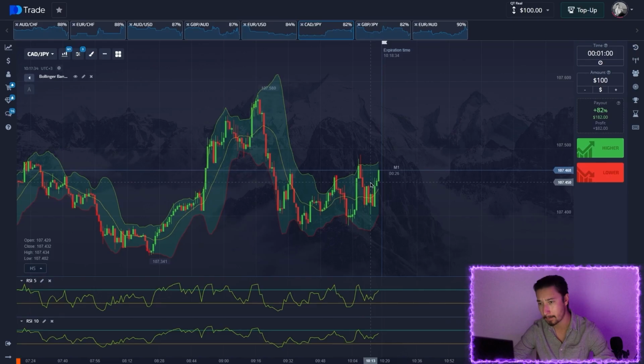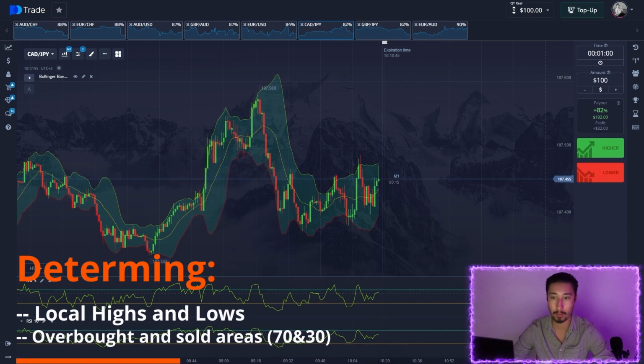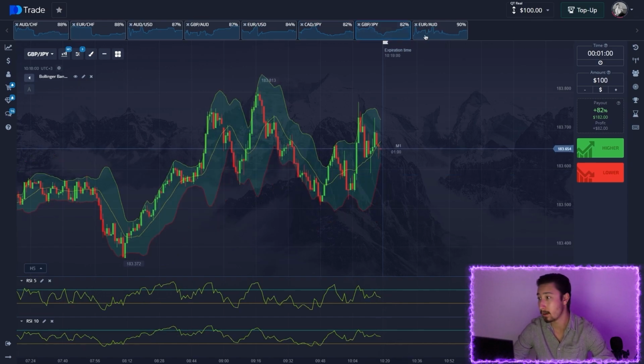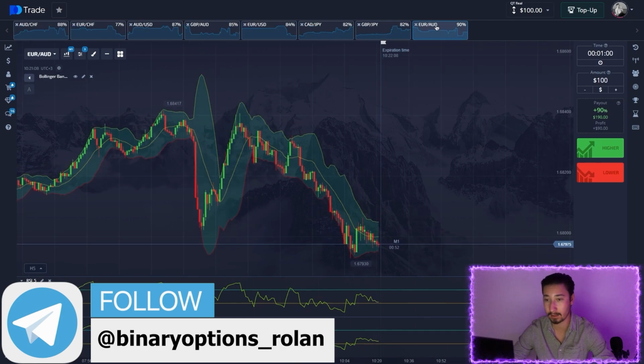Today we will determine the local high and low, that is our maximum and minimum points, and we will monitor the areas of oversold and overbought, which are 70 and 30 on both RSI. As I progress in my trading, you will understand this strategy correctly. So let's get started, select our first currency pair for today's session, and analyze the market.